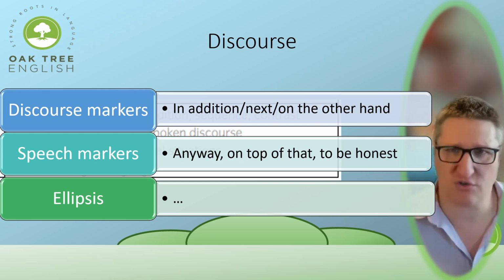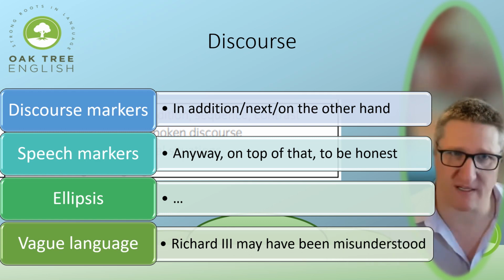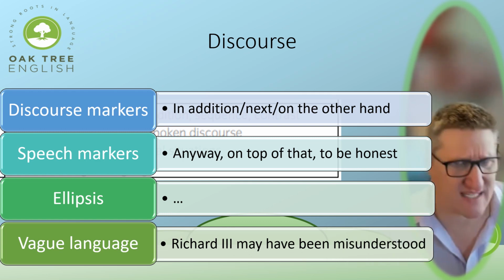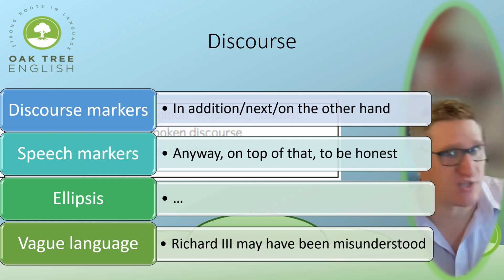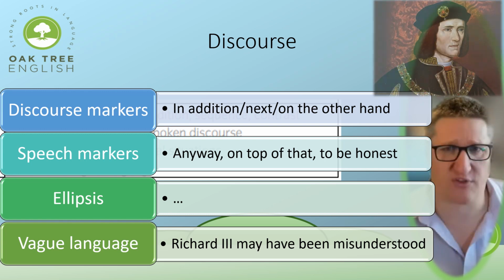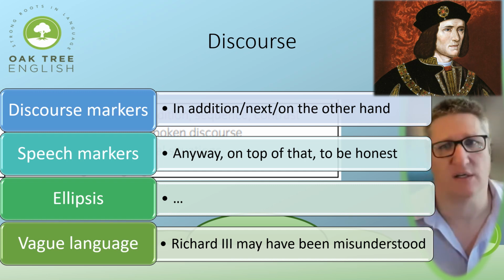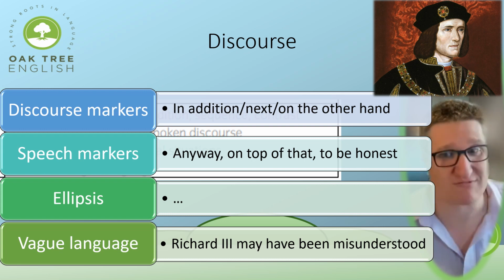Finally, you should be able to use vague language. This is where you talk about something without being too specific. You should avoid this in academic work, but it is useful in spoken English. So instead of saying Richard III was a good king, you could say Richard III may have been misunderstood. Instead of he didn't kill the princes in the tower, you might say some things history says may not have happened as written.